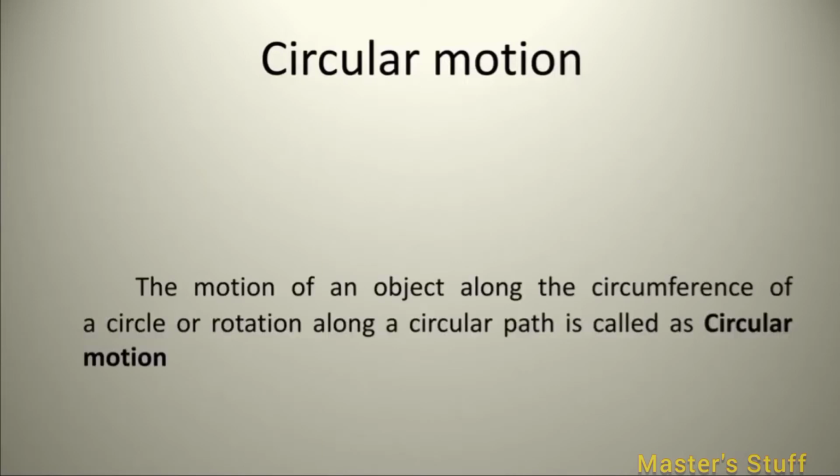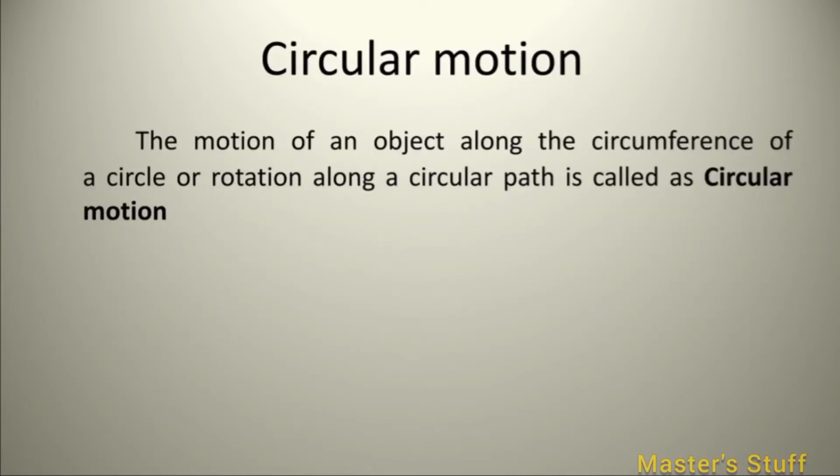Circular motion. The motion of an object along the circumference of the circle or rotation along a circular path is called a circular motion. For that, first we have to understand what is actually motion. When there is some movement by a body or object, it is termed as motion. So, in short, circular motion is the motion where the object moves in a circular path.